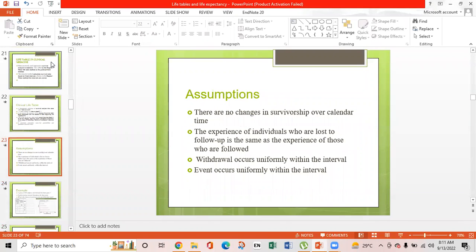Assumptions are that there are no changes in the survivorship over calendar time. The experience of individuals who are lost to follow-up is the same as the experience of those who are followed. Withdrawal occurs uniformly within the interval. Event occurs uniformly within the interval.